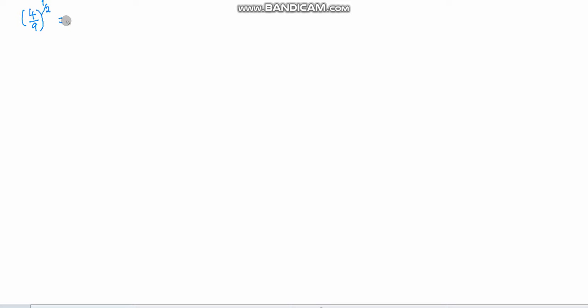Now, the normal way we do it is we split it. The numerator of the base will go in the position of numerator, then the denominator will go in the position of denominator. So from here, to the power half means actually square root. Square root of 4 gives you 2, and square root of 9 gives you 3.